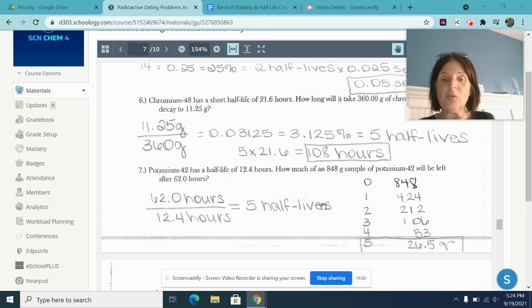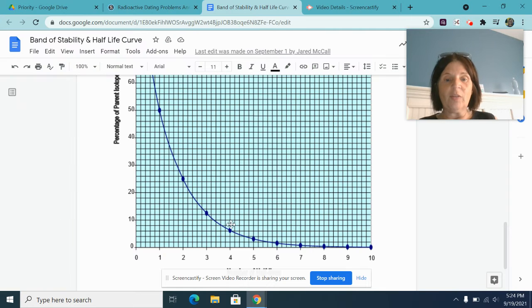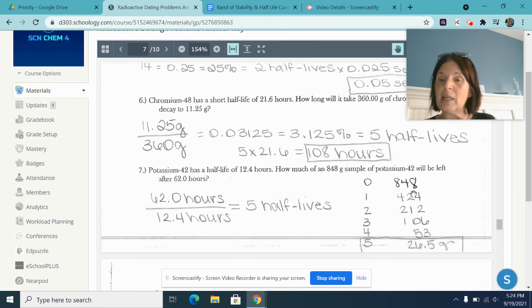The other way that you could do it, which involves using the graph, is to say, I've been through 5 half-lives, go to your half-life curve, and here is 5 half-lives, and then you have to go up here and try and guess what the percent is that you actually have left, which at 5 half-lives is 3.125%. Then you have to convert that to a decimal, which is 0.03125. You could also take that 0.03125 and multiply it by 848, and it would give you 26.5 grams as well.